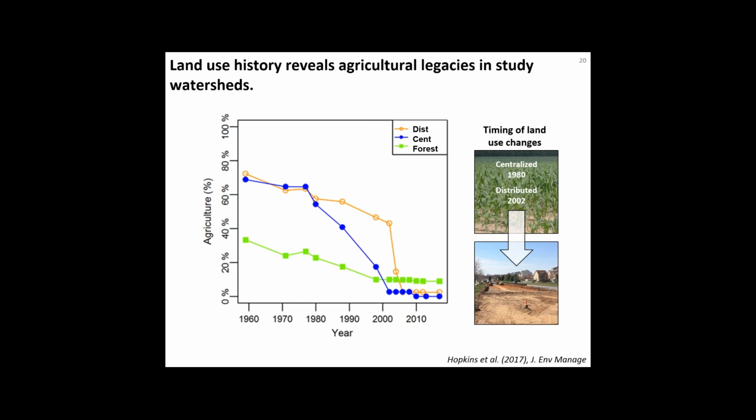And the two urban watersheds are interesting in that they had similar amounts of agriculture previously, but developed at different time periods, with the centralized watershed being converted from agriculture to suburban development in the early 80s, and the distributed stormwater management watershed being converted from agriculture to suburban development in the early 2000s.